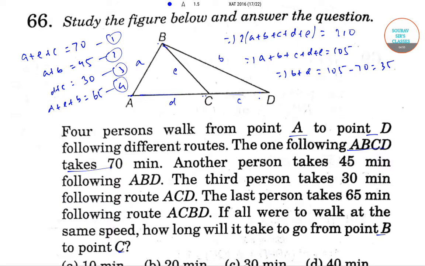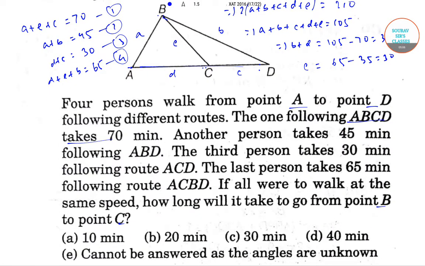Now from equation 4, E equals 65 minus 35, that is 30 minutes. So the correct option is option C.